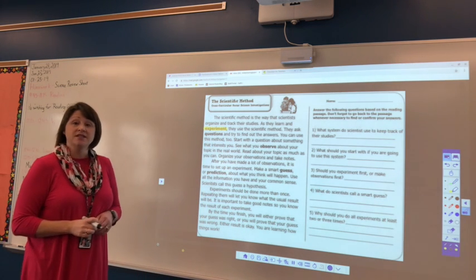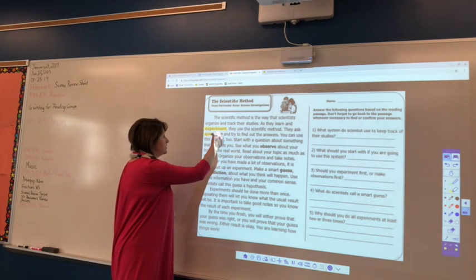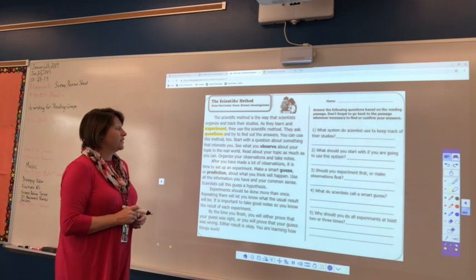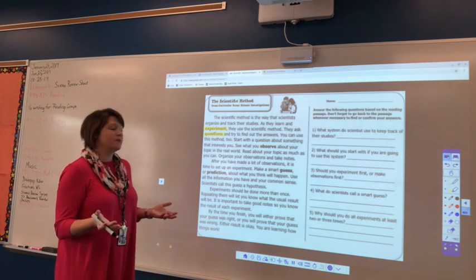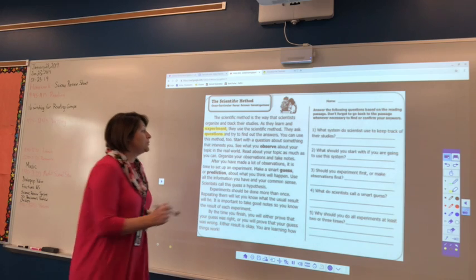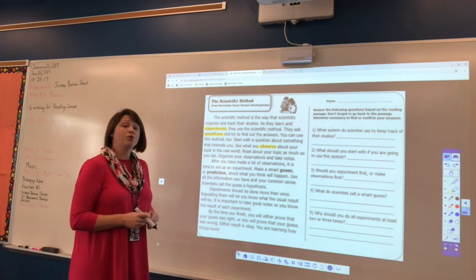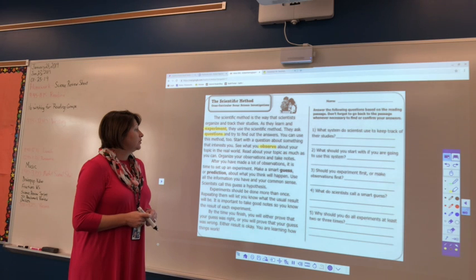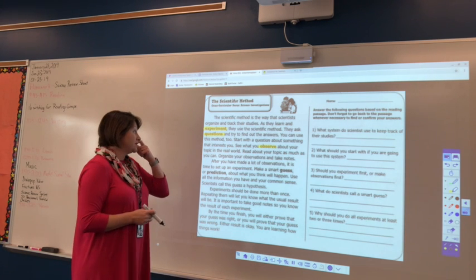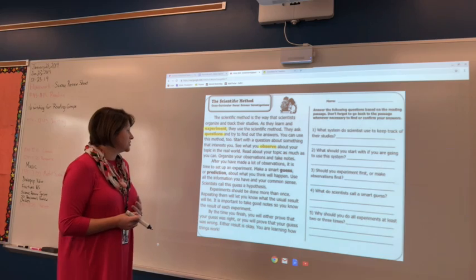They use the scientific method. They ask questions and try to find out the answers. You can use this method too. Start with a question about something that interests you. See what you observe about the topic in the real world. Read about your topic as much as you can, and then we're going to organize our observation and take notes.